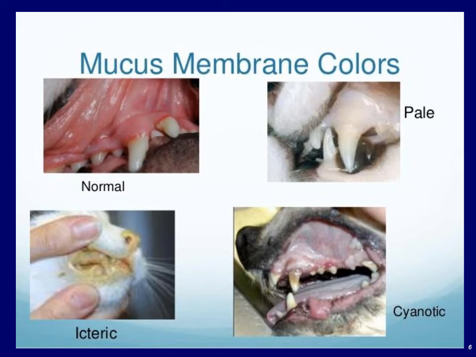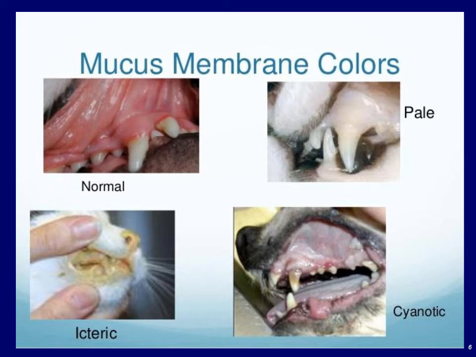And at the bottom left, you can see icteric. And icteric coloration is yellow. Now this yellow comes from the bilirubin that's a byproduct of liver metabolism. And if the liver's not working properly, we'll have a buildup of bilirubin and that'll cause the mucous membranes to become more yellow. We also call this jaundice.